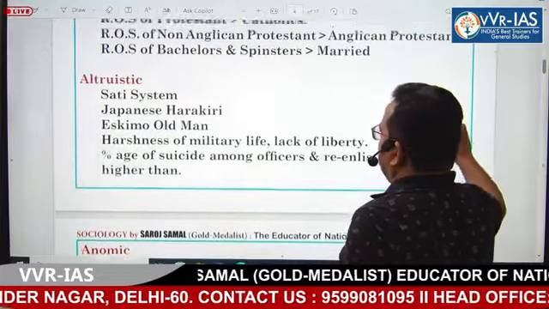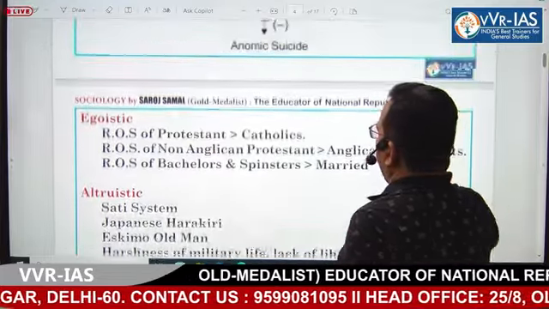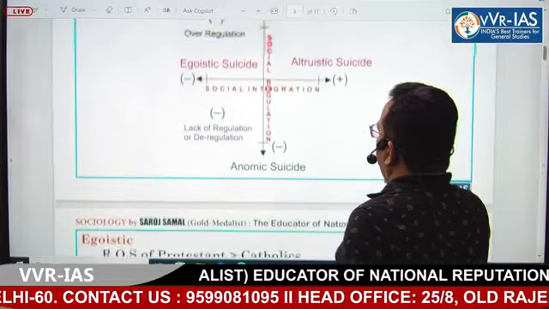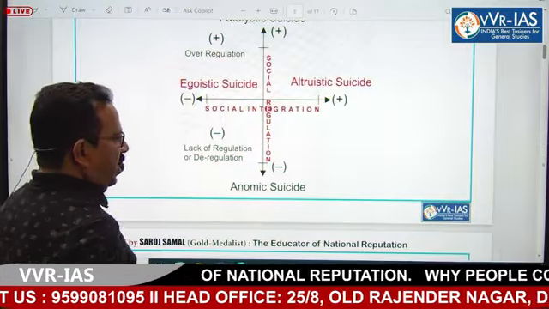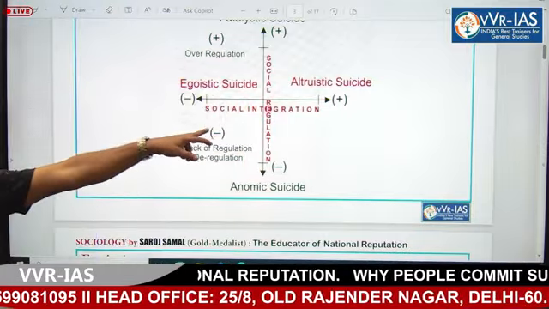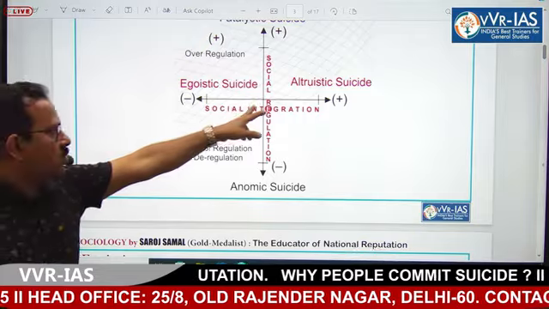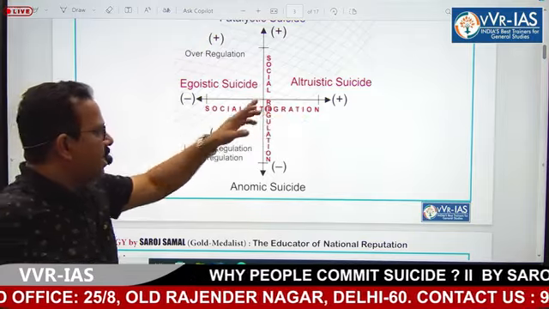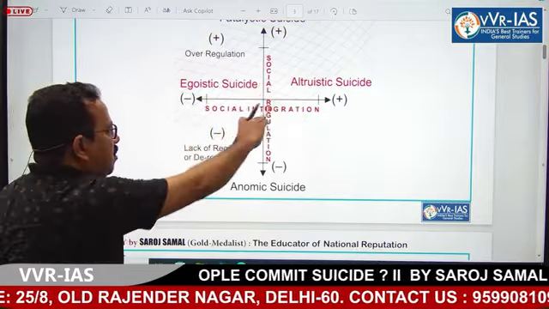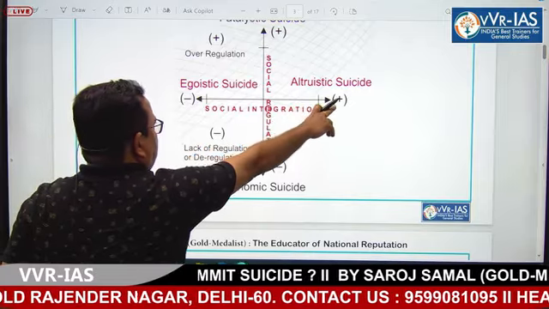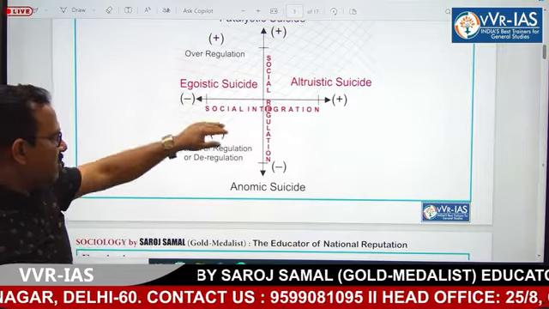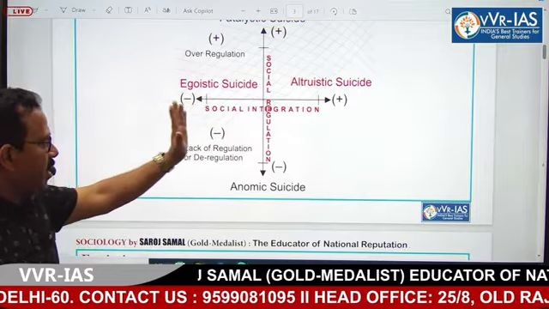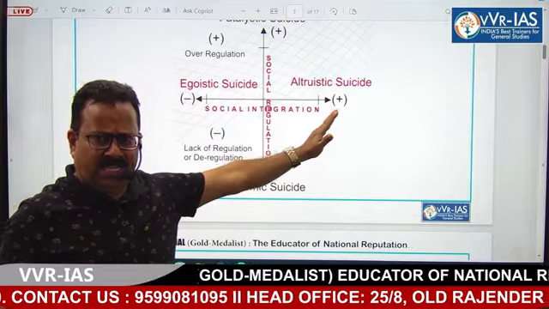Now is altruistic suicide. But before going to altruistic suicide, I want to show you the diagram again. This is the graphical presentation of suicide. I told you this is the x-axis. The right hand side of the x-axis is the plus side, and the left hand side is the minus side. Minus side means disintegration, plus side means integration.